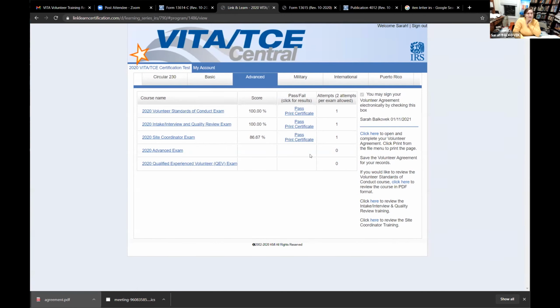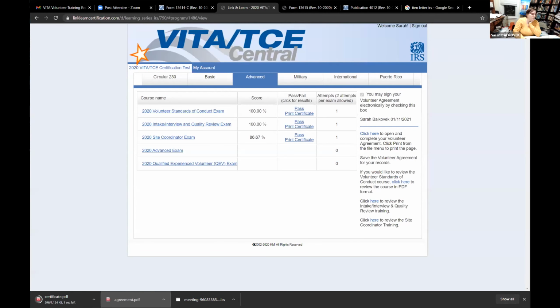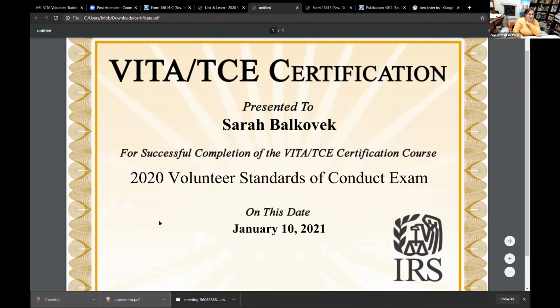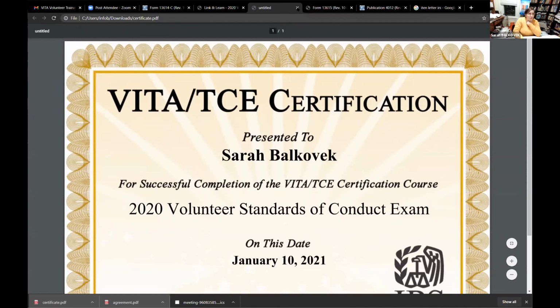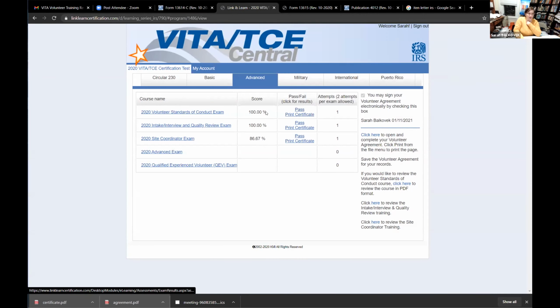After you get this stuff passed, they've got these certificates, which aren't worth the paper they're printed on. I mean, they're nice if you want something to put up in your office. Yay, I completed some standards of conduct. That's not what we want to see though, to be perfectly honest. What we want to see is you get a score, you have to pass with at least 80%. You get two chances to take any test.